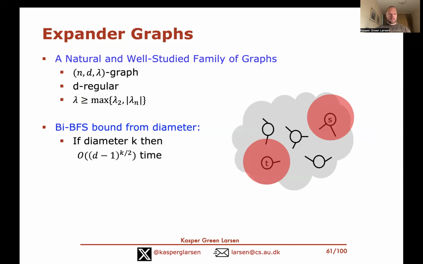So we know now that we actually get a bound on the running time of bidirectional breadth first search if we have a bound on the diameter, right? If the diameter is k, then the number of vertices that we visit is (d minus 1) to the k half.